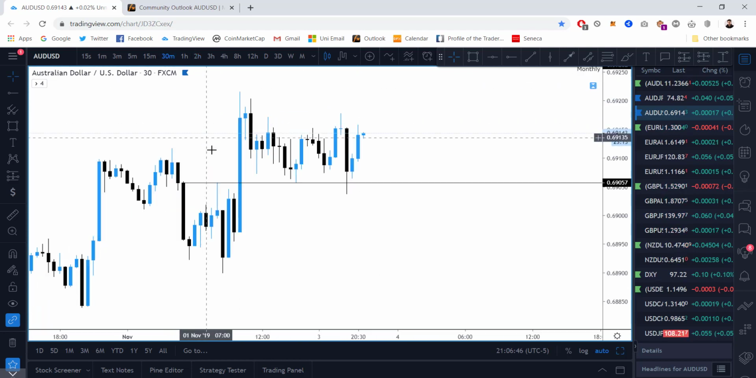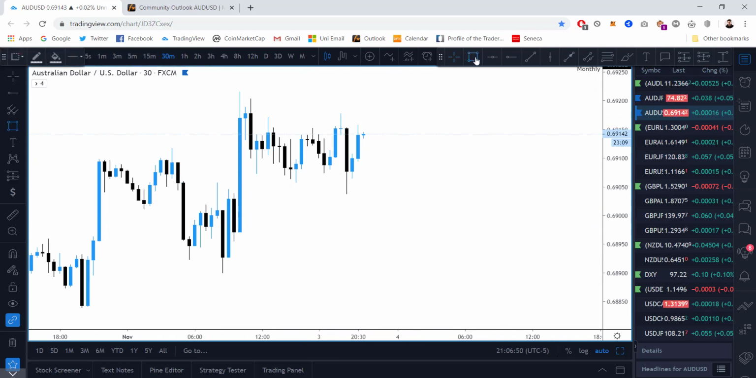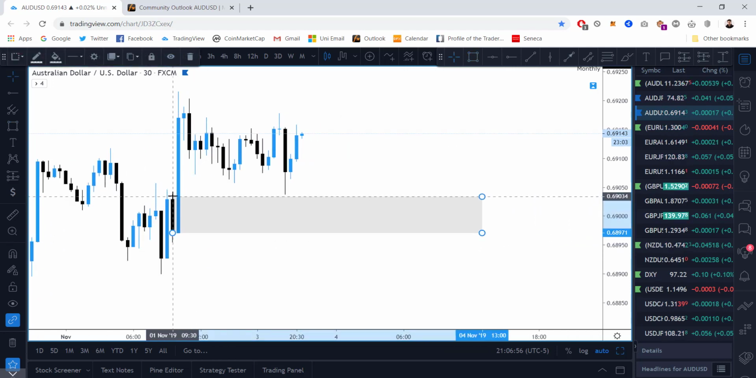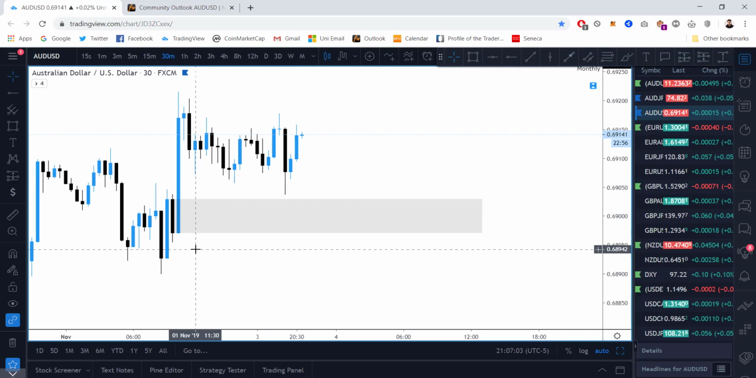Let me just go to the 30-minute. Let's see what we can find. Okay, so 30-minute time frame. We have this candle right there, right? This candle right there. So that could probably be our re-entry. Did it actually come and touch the wick? Yeah, it actually did. But if it actually comes back down, we have, look at this, right?